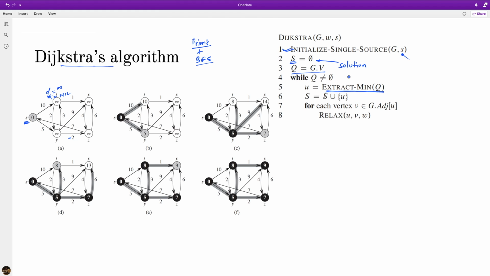and then we extract minimum from the queue based on the current distance estimate. So since the initialize single source initially sets the distance value of the source node as 0, this is the first item that will be extracted from the queue, and it will be added as a solution, and we continue this. Then after that we select each vertex adjacent to the current vertex that we pulled out from the queue, and then we relax that.